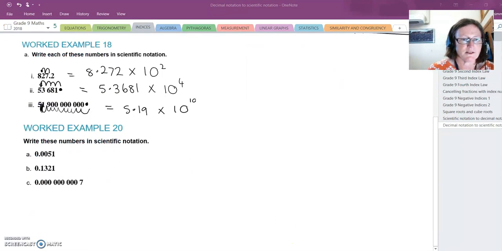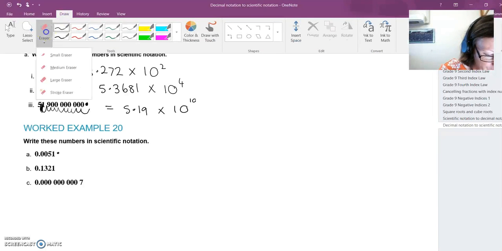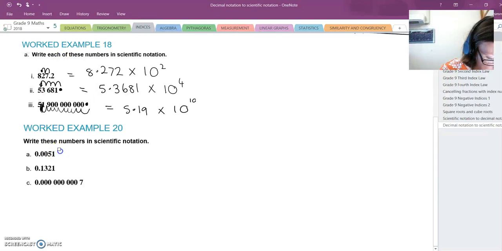Okay, let's look at worked example 20. The decimal point started where we can see it. To make this a number between 1 and 10, I put the decimal point here, between the 5 and 1. So I've got 5.1. I need to times this. Now I'm jumping the other way. I'm jumping towards the negative. How many? 1, 2, 3. So 10 to the negative 3.